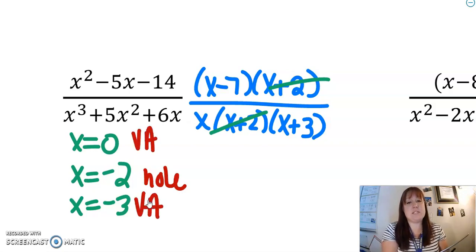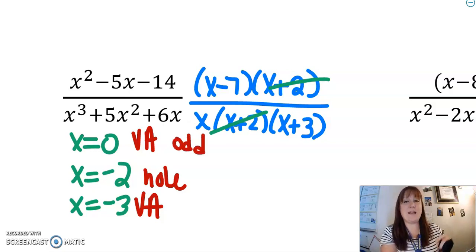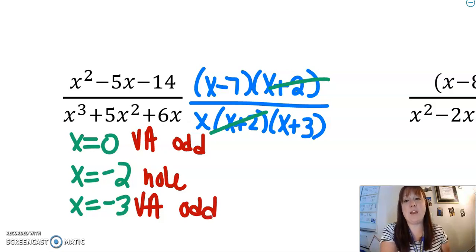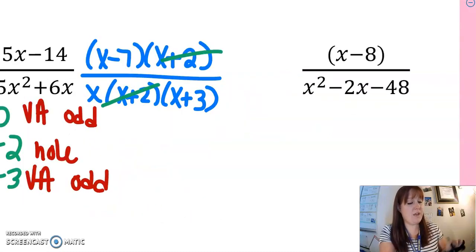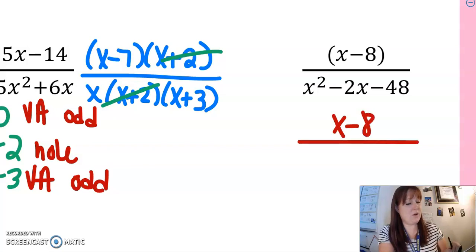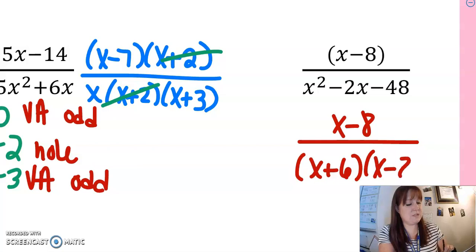And then the question is, is this an even or odd asymptote? Well, I look at this and I see this has a power of 1, so that makes that an odd asymptote. And then x plus 3 also has a power of 1, so that makes that an odd asymptote. You always look at that after you've canceled anything you can, and that will tell you whether it's an even or odd asymptote. Okay, finally we have this one. x minus 8 over, and this is a little different than the one we looked at before, so it's x plus 6 and x minus 8.